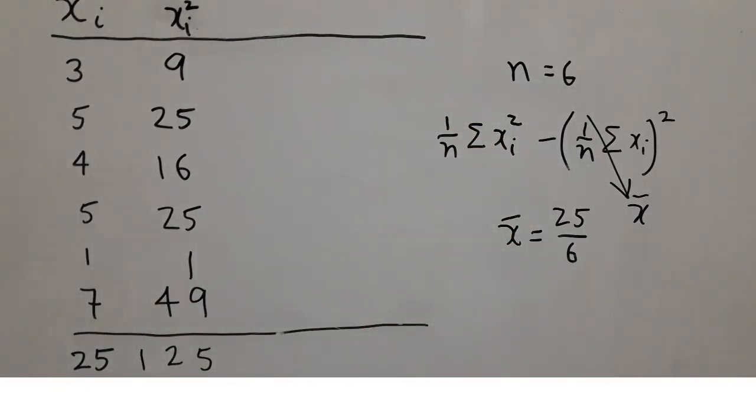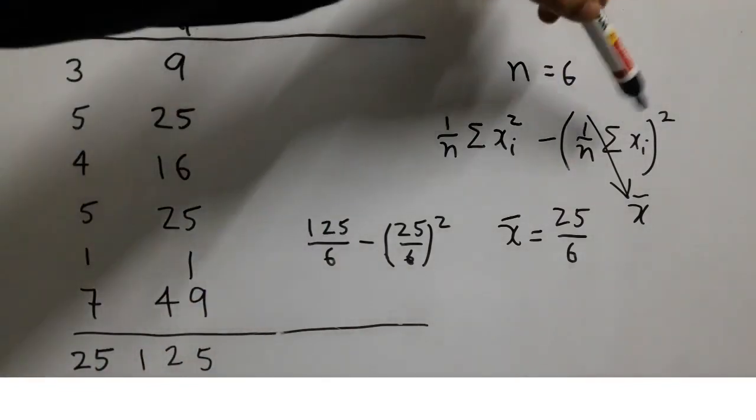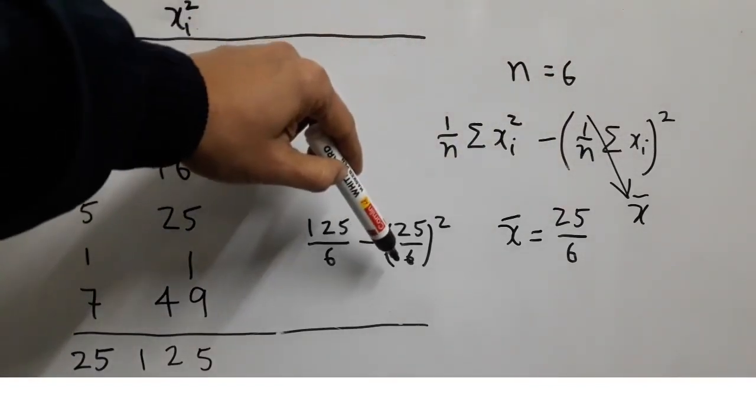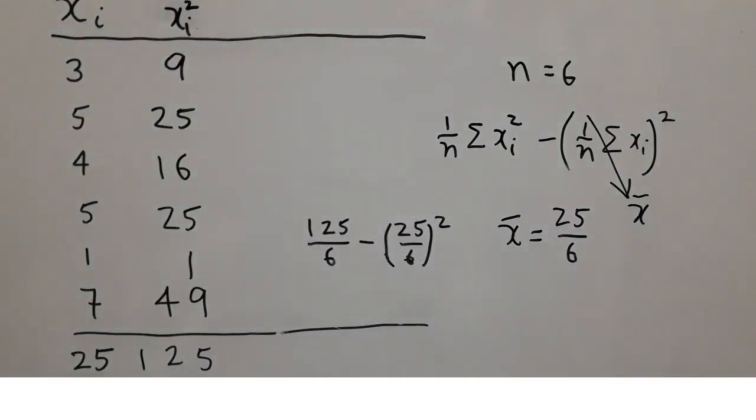So now I have to apply this formula, and it will be 125 by 6, that is summation xi squared by n, minus square of this. So this is summation xi, I am dividing it by n, which is 6, and squaring the entire thing. This quantity turns out to be 3.47, and that is precisely the answer that we had got using our original formula also.